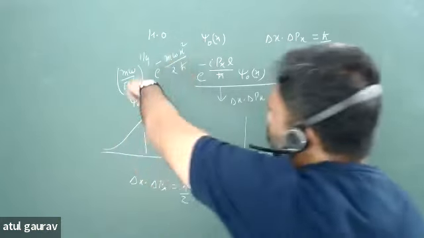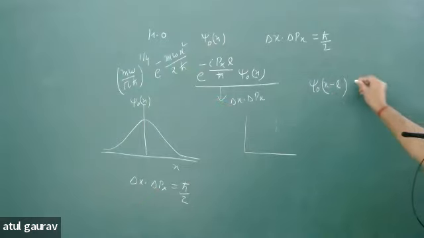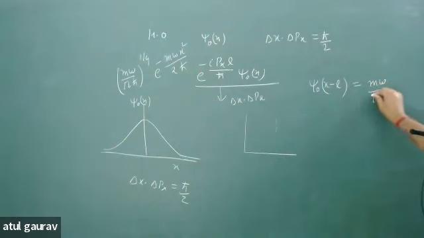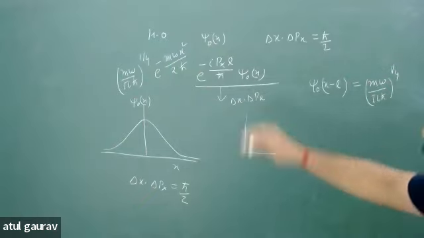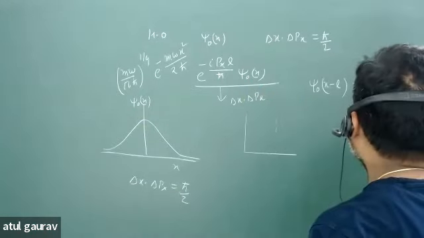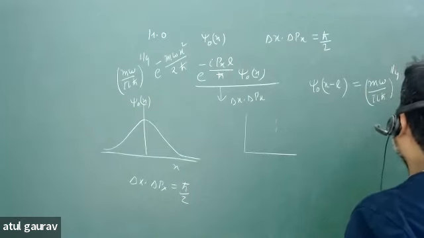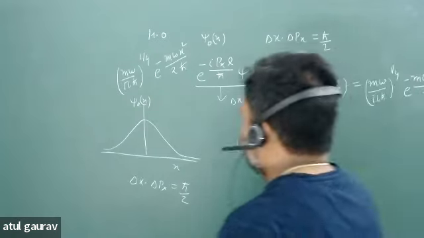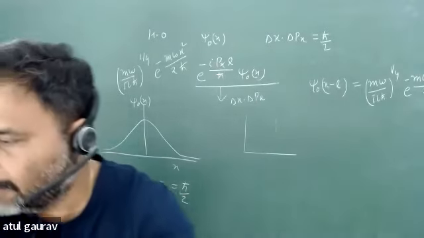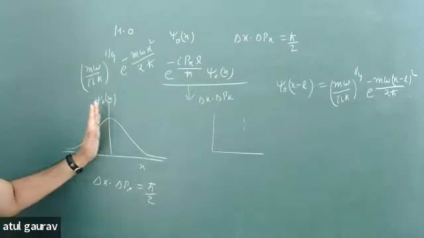You remember this harmonic oscillator chapter? So this is my Gaussian. Then my wave function will convert to m omega upon pi h cut to the power 1 by 4. This is the normalization, so normalization is not going to change here. And you will get e to the power minus m omega x minus l whole square upon 2 h cut. So what will happen? This Gaussian wave function will not be symmetric about x equal to 0.